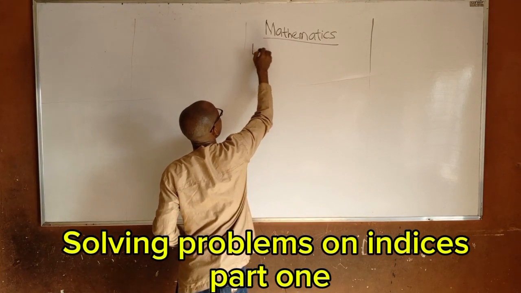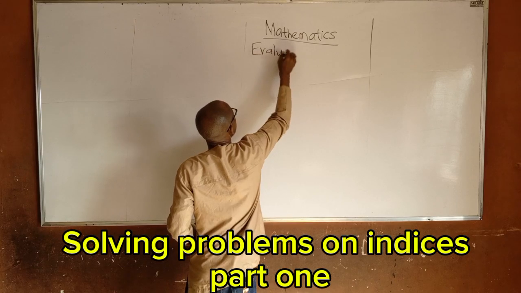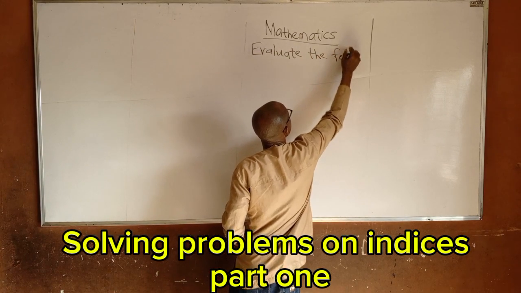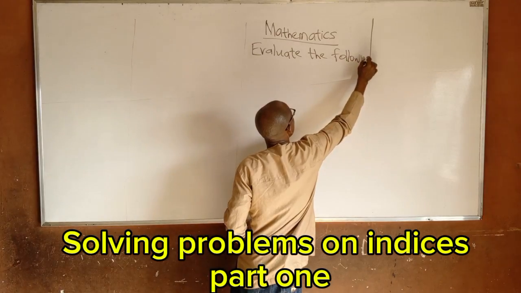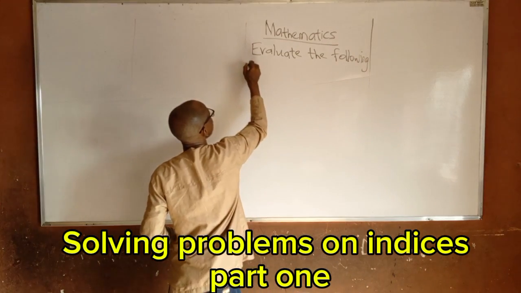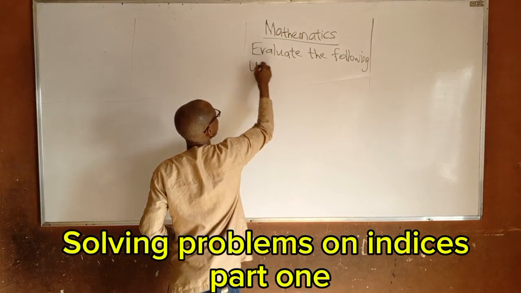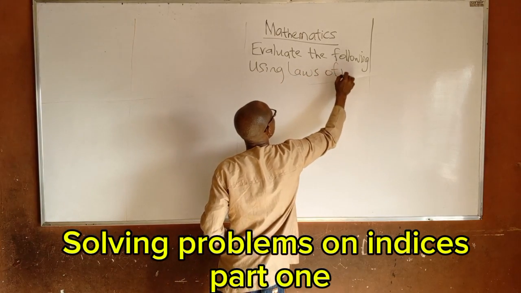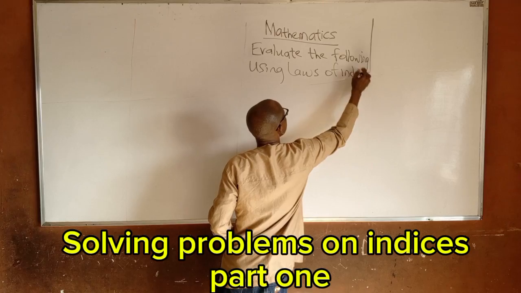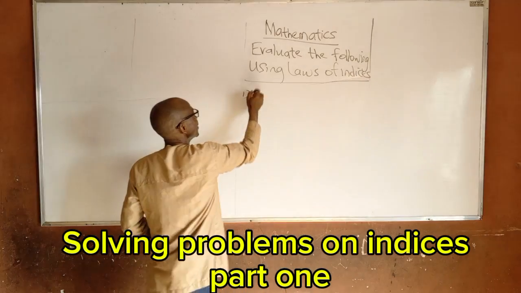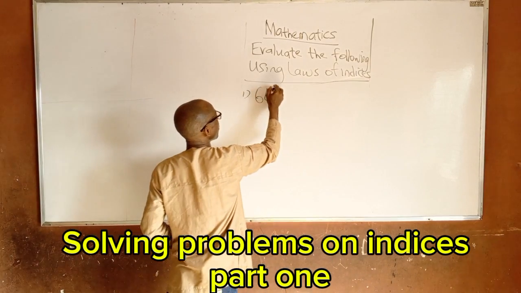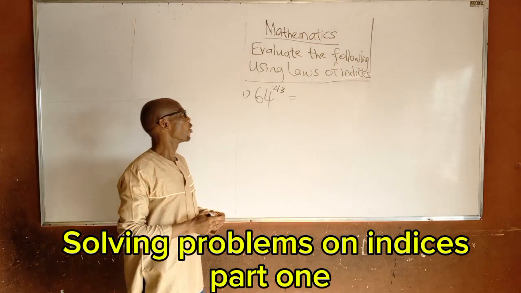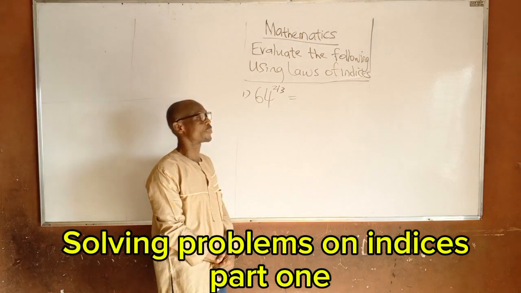Evaluate the following using laws of indices. 64 raised to power 2 over 3.